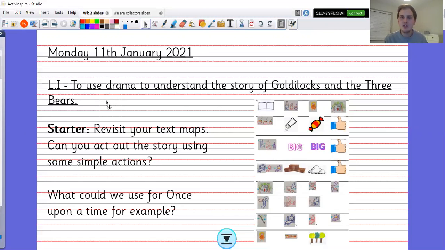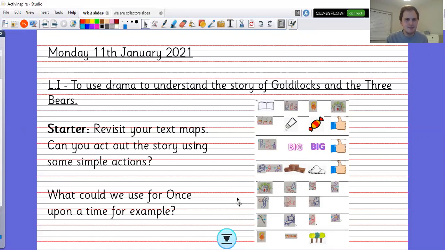And it says, revisit your text maps. So I want you to find your text map that you made for me last week. I found mine, here it is. And I want you to find yours. Can you act out the story using some simple actions? So look at the pictures, think about what they stand for, think about what they mean, and let's start to act it out, okay? I'll start, and then you guys could maybe come up with some of your own actions. That would be fantastic. And if you wanted to, you could always film yourself acting it out and send it in to the Elm and Beach email address. Mrs. Brandt and I would love to see you acting out the story.